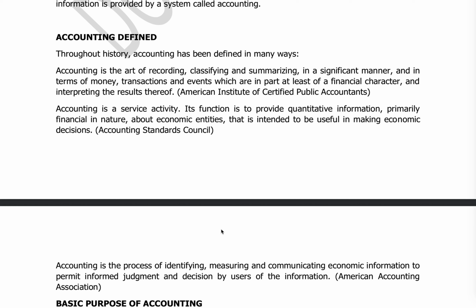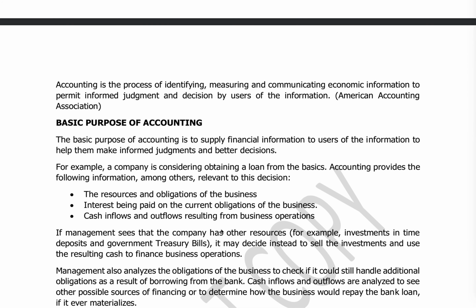So, again, it started with identifying, and then you record. How will you record? You classify the accounts, and then after that, you will summarize. So, yan ang accounting. So, yung accounting, again, is not only counting, hindi siya pagbibilang ng pera.